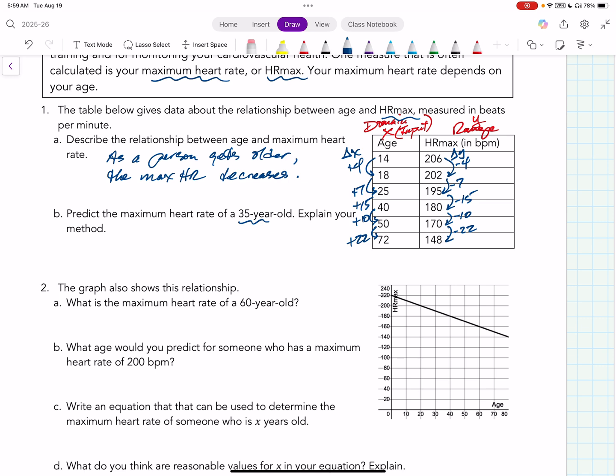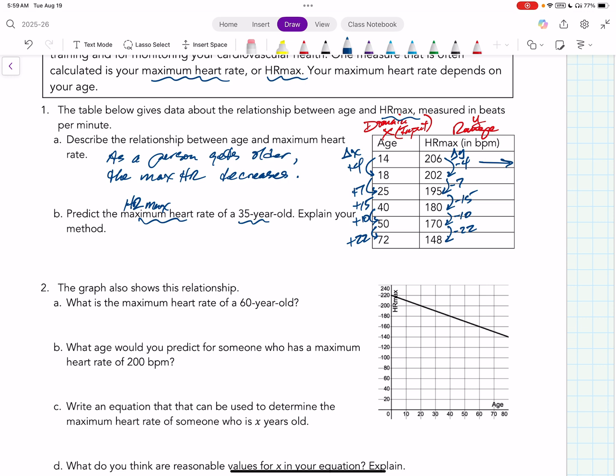It'd be kind of nice to know that, because if we knew that, we can figure out what the maximum heart rate would be right here. Going back to the problem, maximum heart rate, or HR max, for a 35-year-old, because we have data for 25 and 35-year-old. Well, it's 10 years later, but if we knew what it would be per year, it'd be kind of nice. All right, so take a look at this first one here.